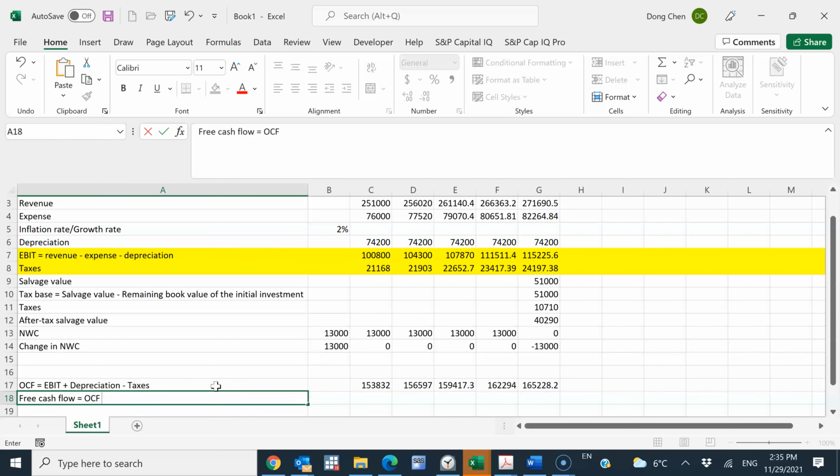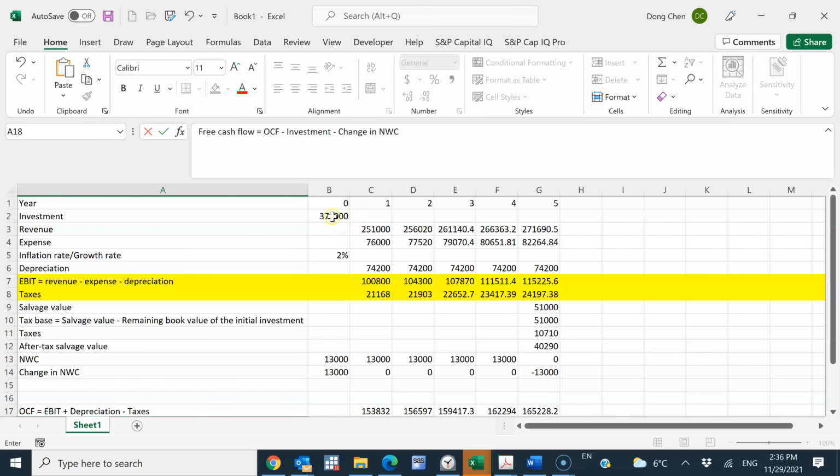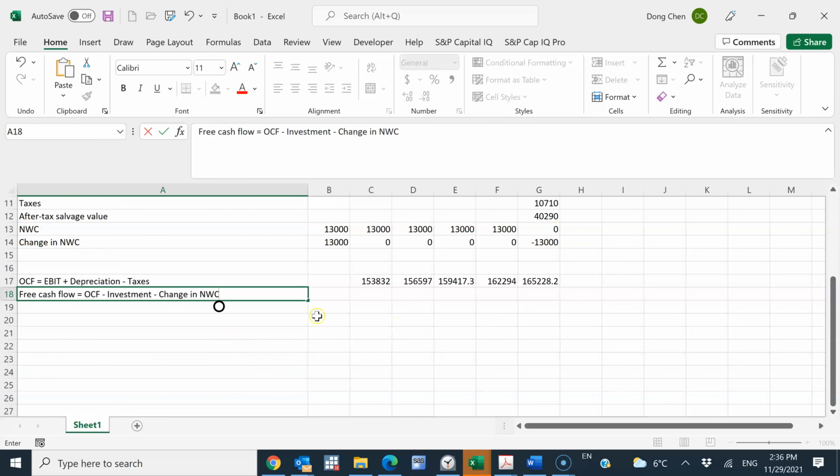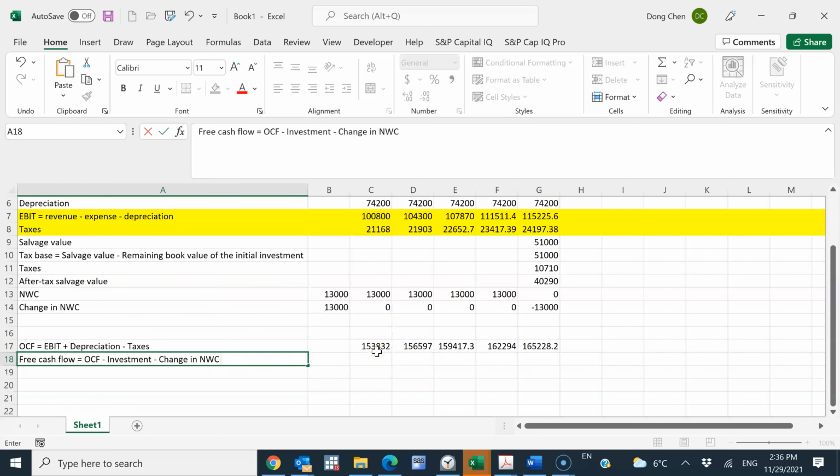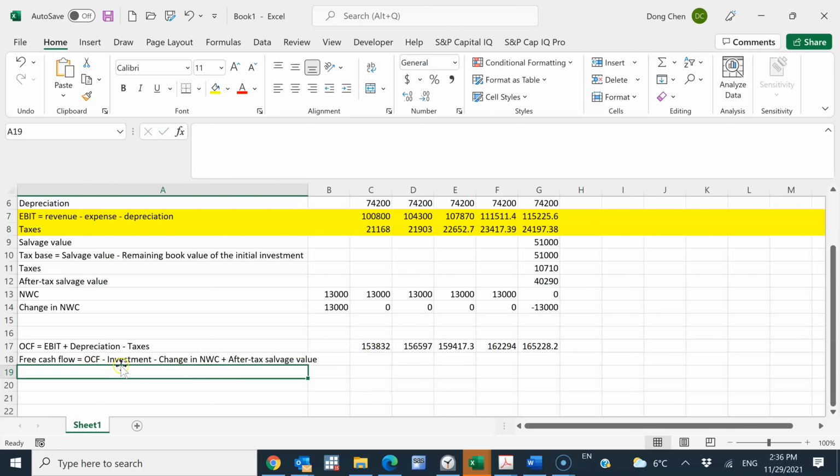OCF. And then we need to do two adjustments. One is minus the investment, right? And then minus the change in NWC. Actually, the change in NWC is sort of a short-term investment. And investment here stands for the long-term investment. It's like this initial investment. It can be depreciated over multiple years. So that's long-term investment. And we also need to do another adjustment, which is to add back the after-tax salvage value. So that's the formula to get the free cash flow.